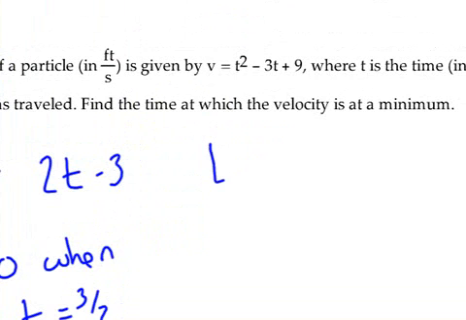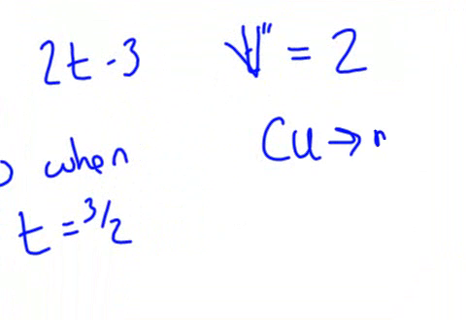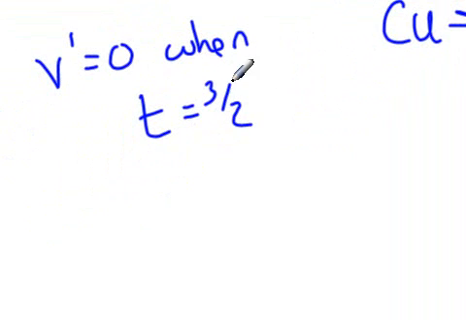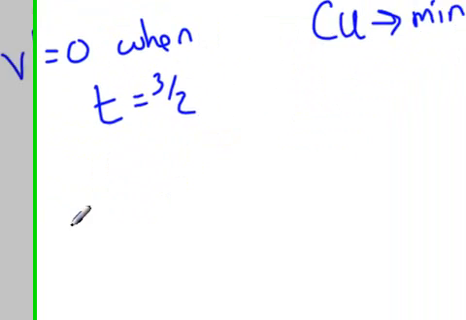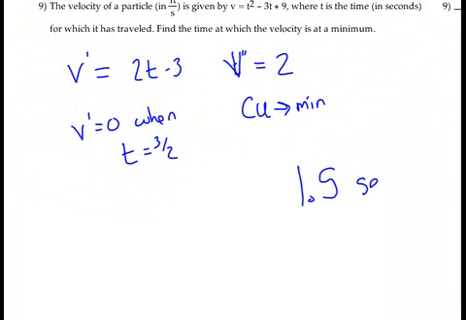If we look at the second derivative here, v double prime is 2, which is positive, so we're always concave up, which implies a minimum at any critical point. The only critical point we have is 3/2. So therefore, the time that this thing has a minimum velocity is at 1.5 seconds. And that's all we need for that one.